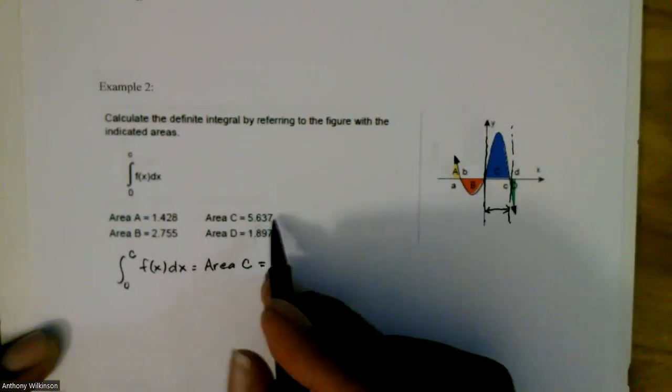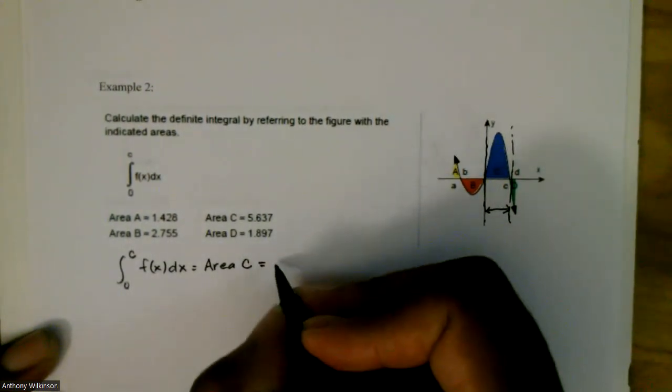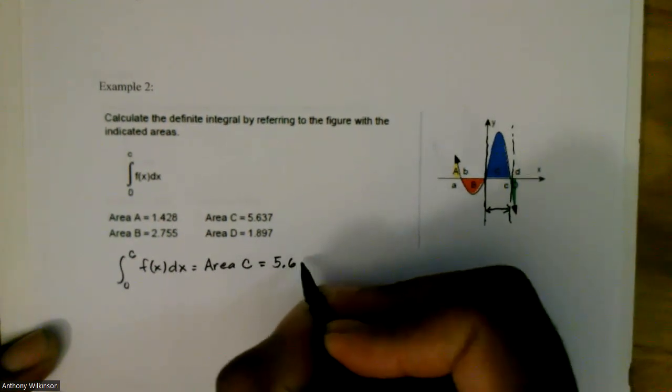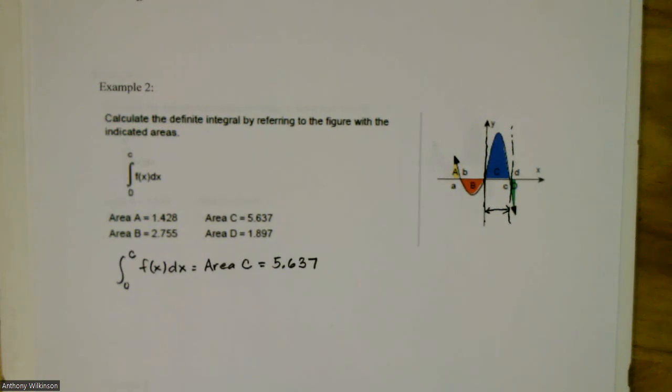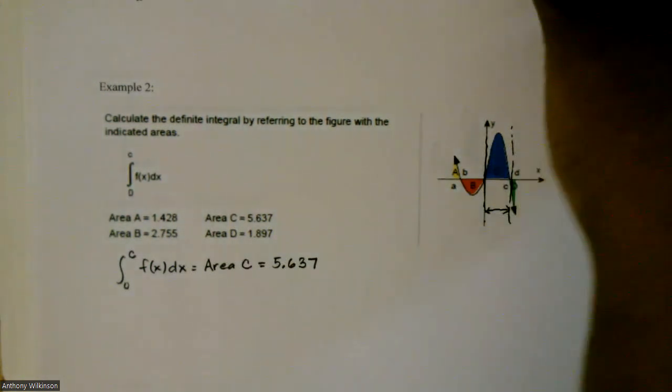And area C, its value is 5.637. So that means that the integral from 0 to C of f of x dx would be 5.637. All right.